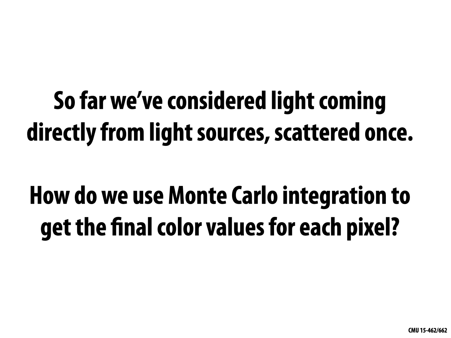All right, so far we've considered light coming from light sources just scattered once, meaning it comes from the light source, it hits a surface like our plane, and then it bounces into our eyeball or into the camera. How can we go further? How can we use Monte Carlo integration to really get the final color values for each pixel, accounting for all the different things that light can actually do, all the different ways it can bounce around the scene?